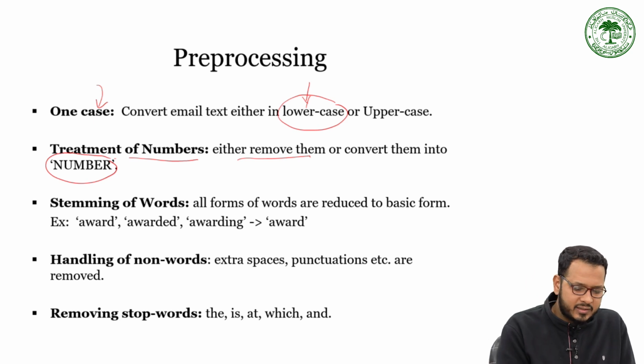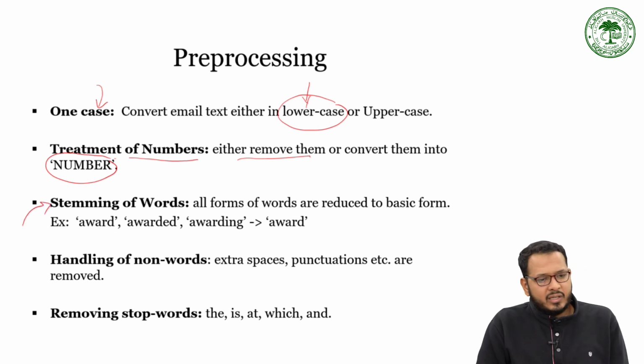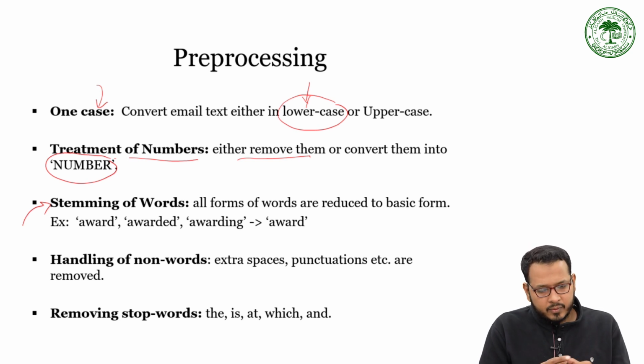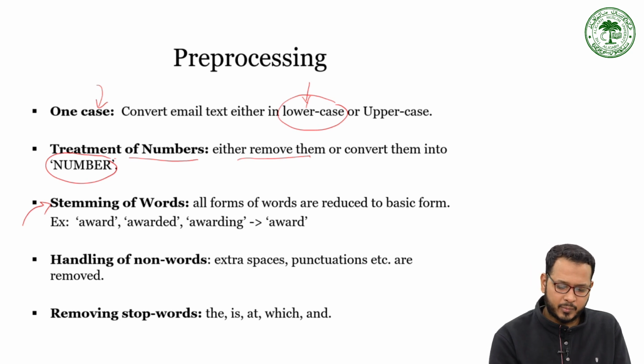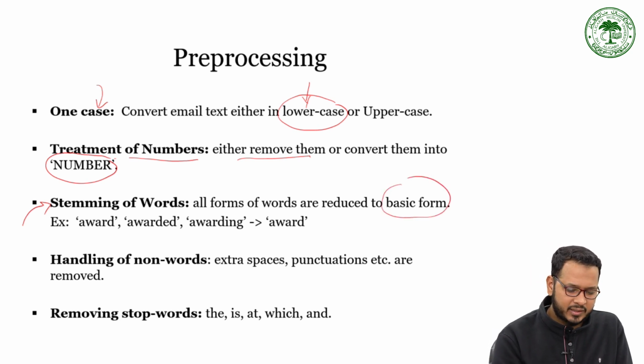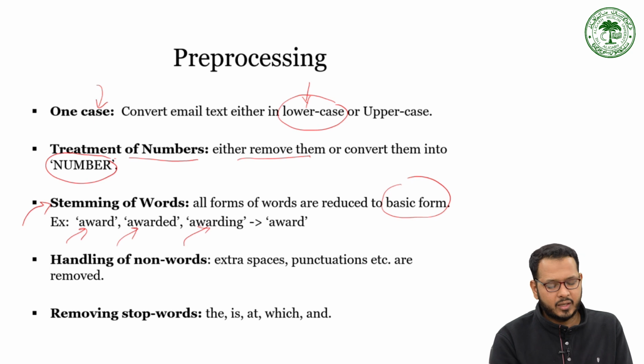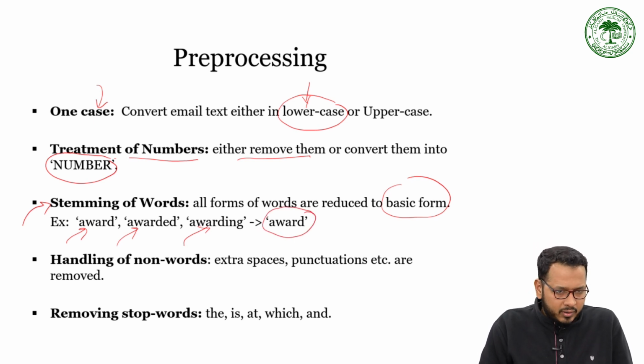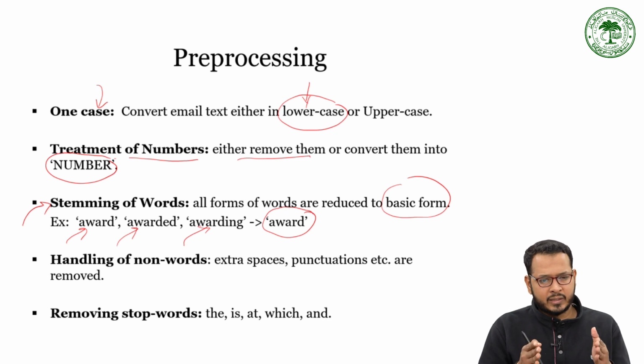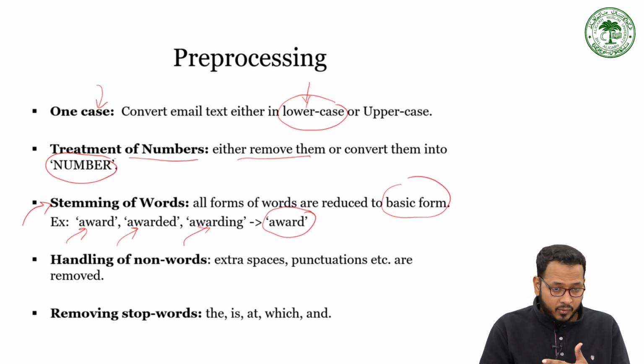Another very common pre-processing step is called stemming. Stemming means that we remove the form from a word and we just reduce it to its basic form. When I say basic form, it means whether the word award appears in the email, awarded appears in the email, or awarding appears in the email, all of them will be converted into its basic form, that is award. Because the meaning of the word that might affect the classification is award, not its form, awarding or awarded.